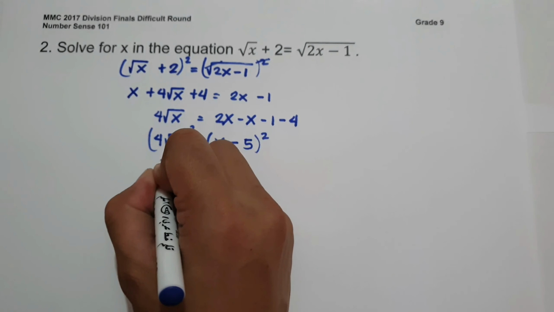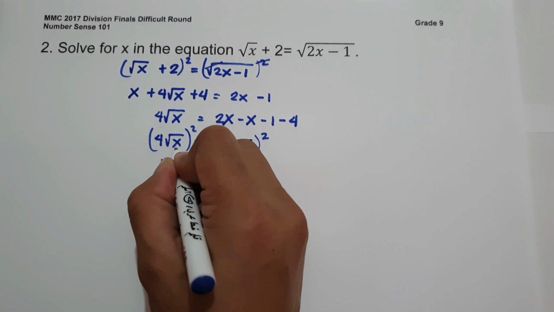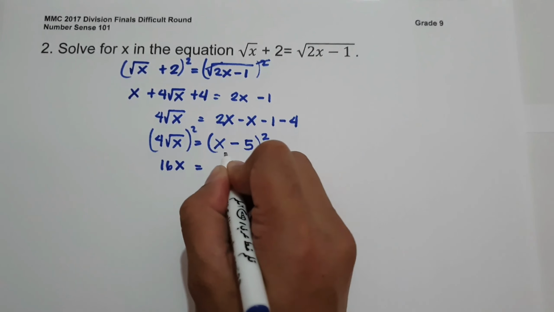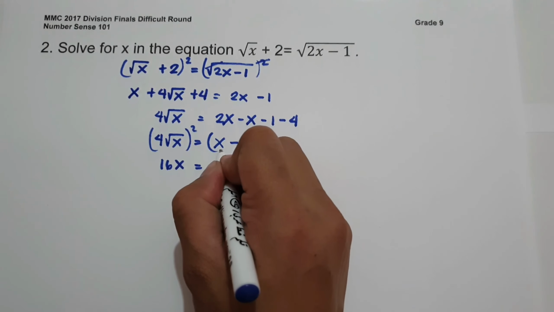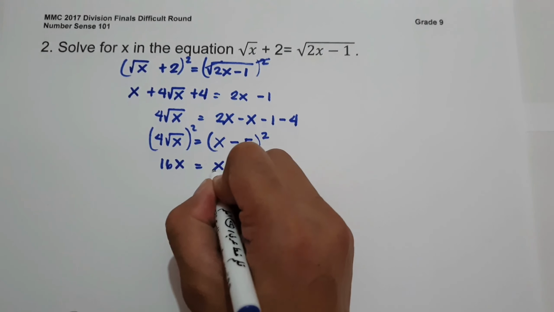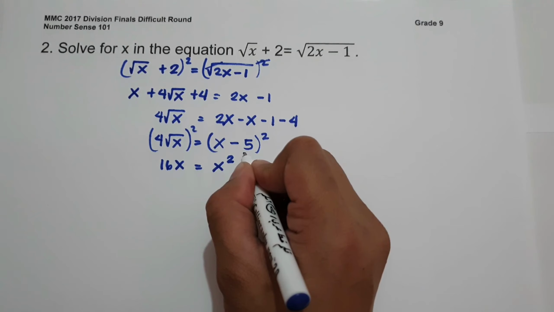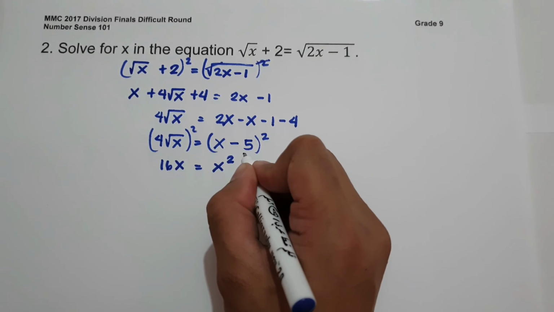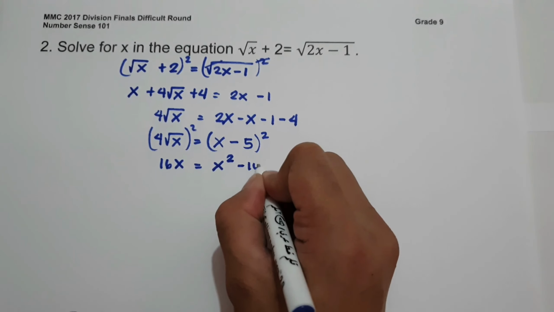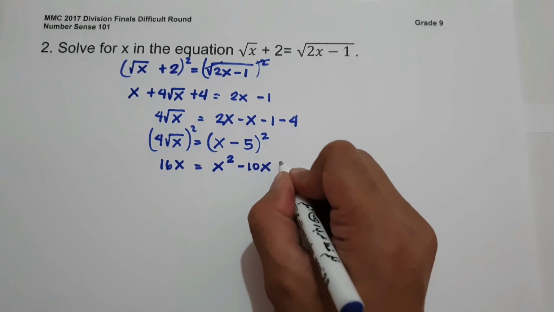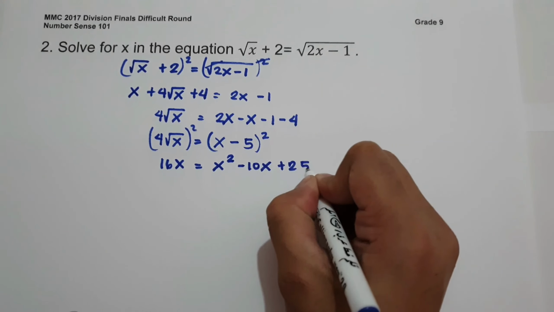4 squared, that is 16. Square root of x raised to 2, that is x. And then we have a square of binomial. x times itself, that is x squared. And then x times negative 5, that is negative 5x, multiplied by the constant 2, that is negative 10x. And then negative 5 multiplied by itself, that is positive 25.